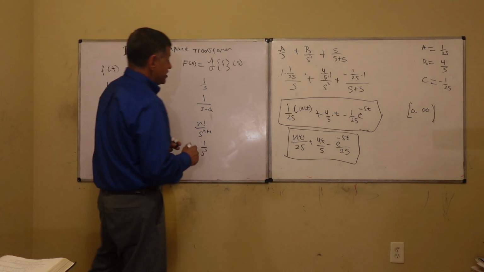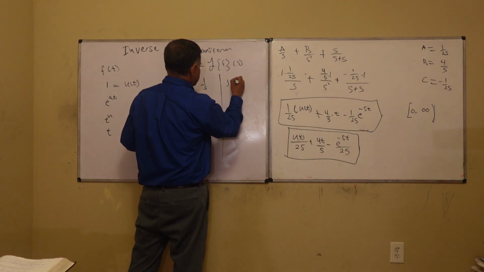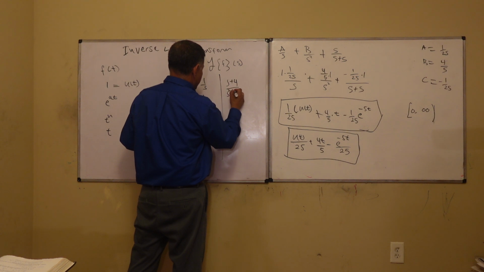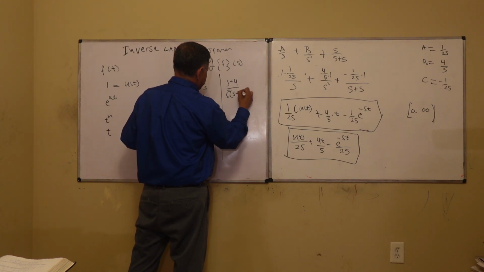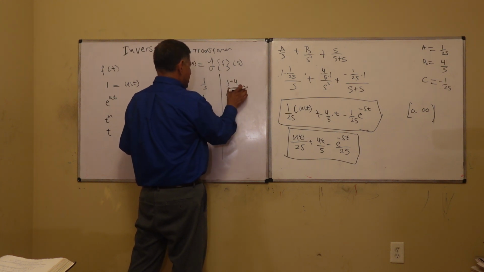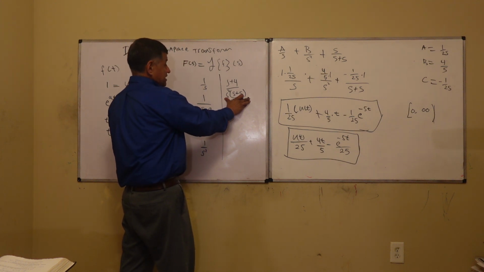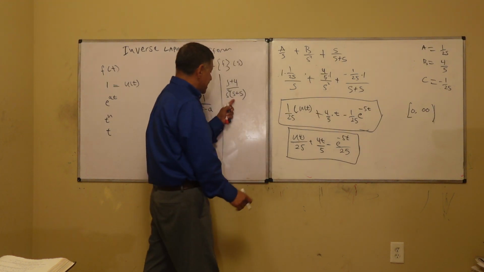So what do we have? We had (s plus 4) over s squared times (s plus 5). And once we find the inverse Laplace of that, this is the final answer. This is the Laplace domain. This is the time domain.